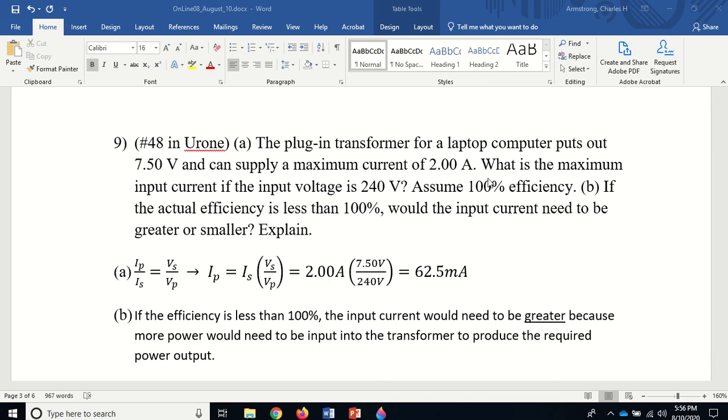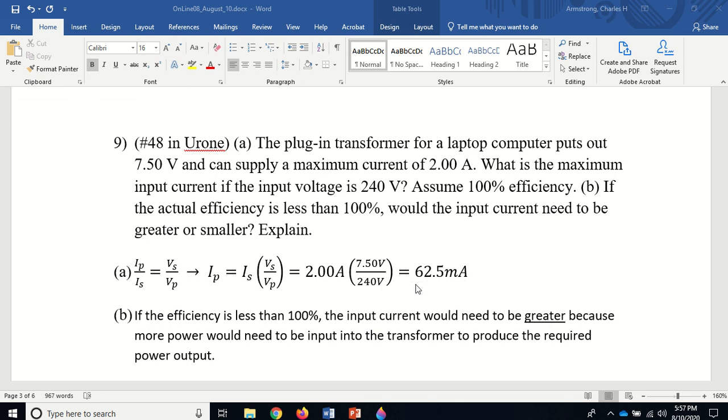So you've got your 2 amps from here. You've got your secondary, the 7.5 volts. That's what it puts out. The input voltage was 240, that's the primary there. And you get 62.5 milliamps.